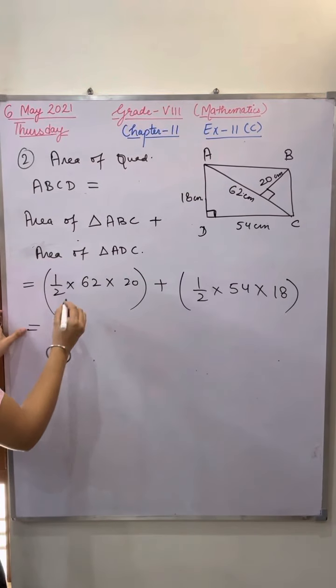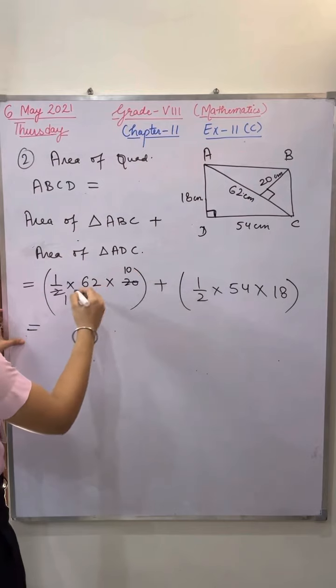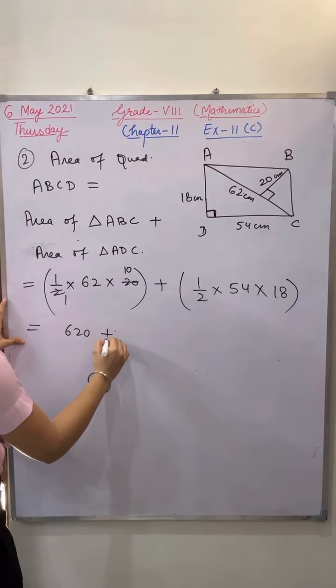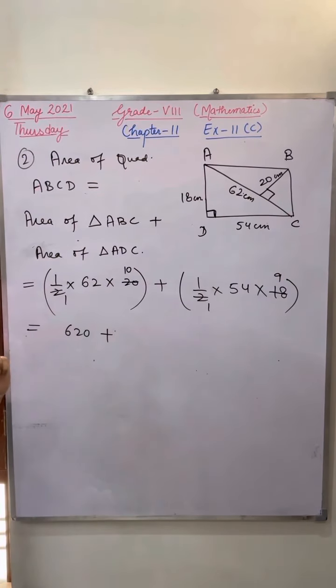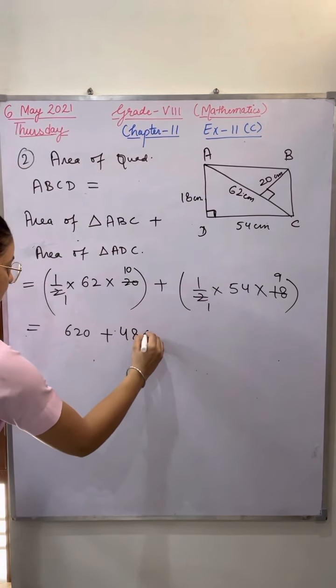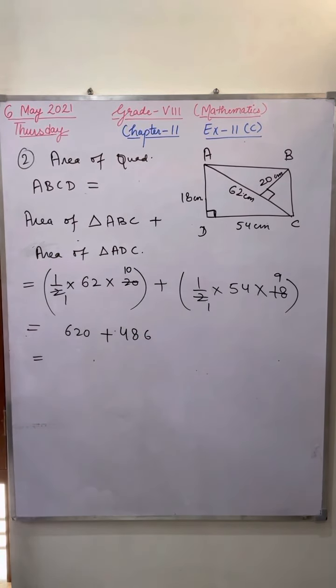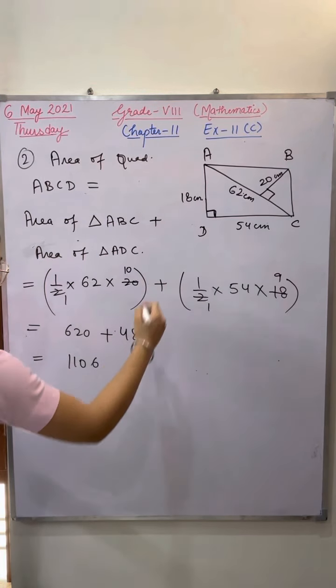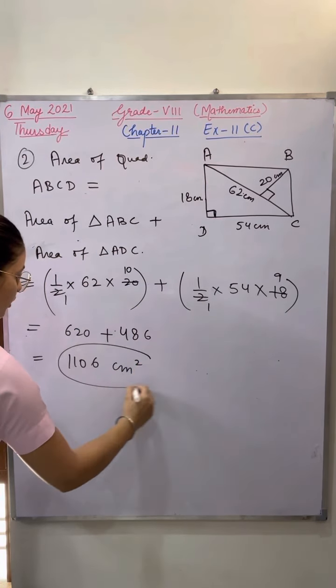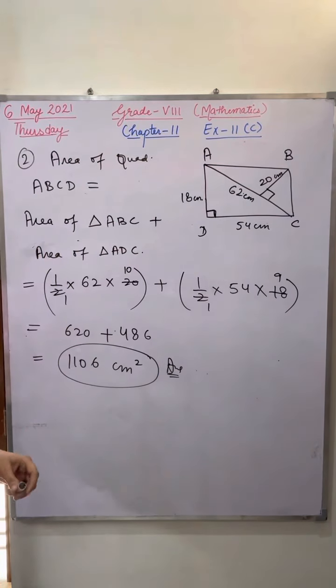Now solve it. You can cancel 2 ones and 2 tens. That is 62 into 10, 620. Plus 2 ones and 2 nines. 54 into 9, how much quickly? Do the calculation side by side. Yes, Hardik, very good. 486, right? Now add it quickly. How much? 1106. Okay, and they are in centimeters, so centimeter square is your answer.